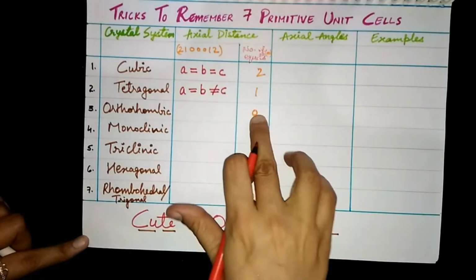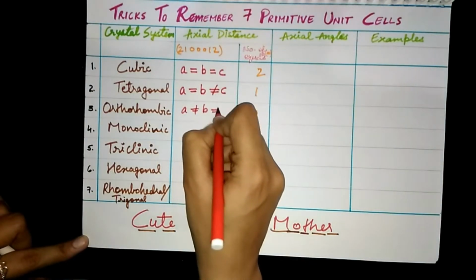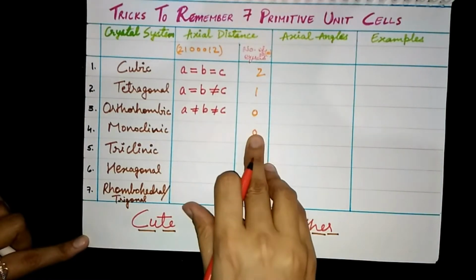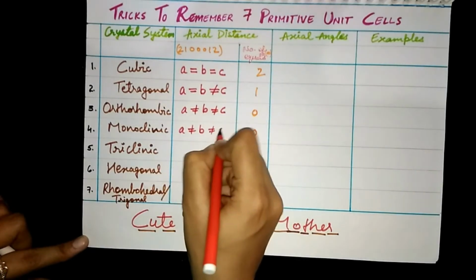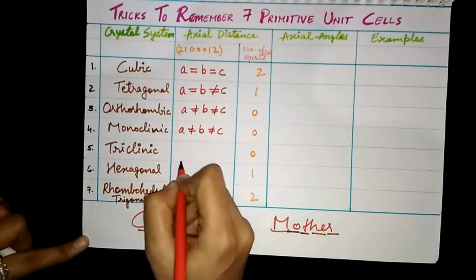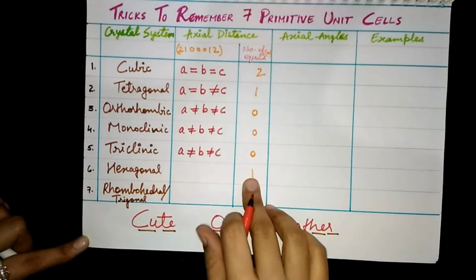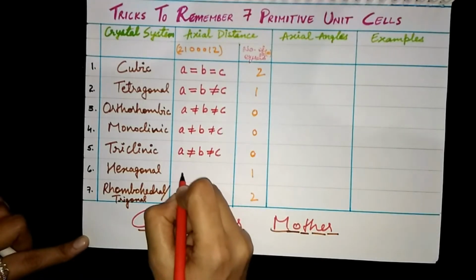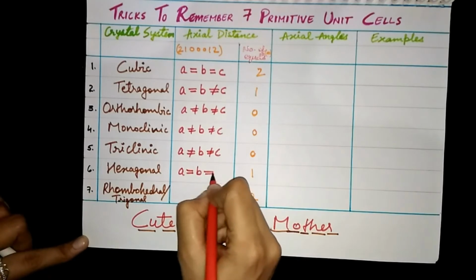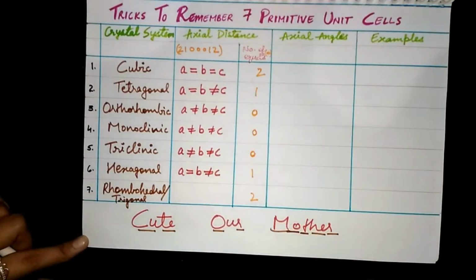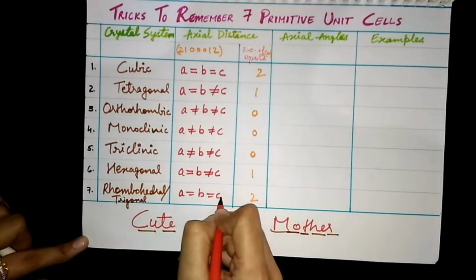Here 0 equals, that means all are not equal. Here 0 equals, that means all are not equal. Here also 0 equals, that means all are not equal. Then 1 equal, and I have told you from the left side, that means A is equal to B and not equal to C. Here 2 equals, that means A equal to B equal to C.